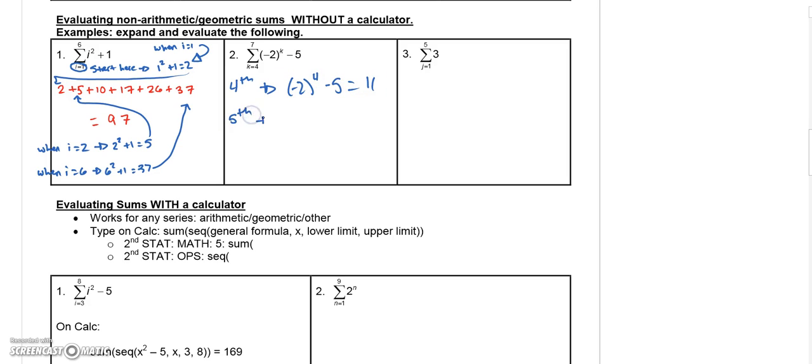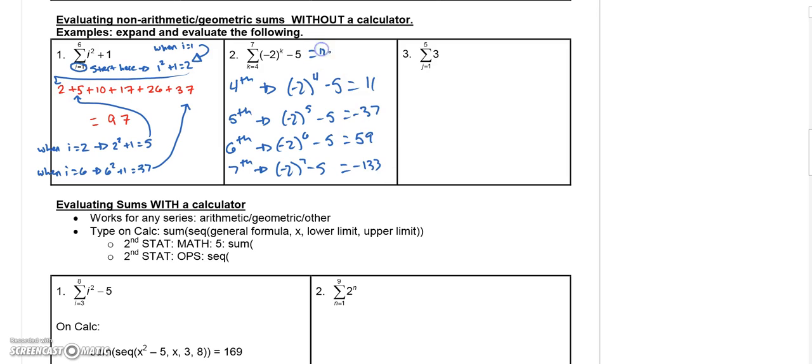The fifth term, that gets me -32 minus 5, -37. The sixth, let's see, 64 minus 5. And then the seventh is where I stop, right? So -2 to the seventh minus 5, -128, -133.